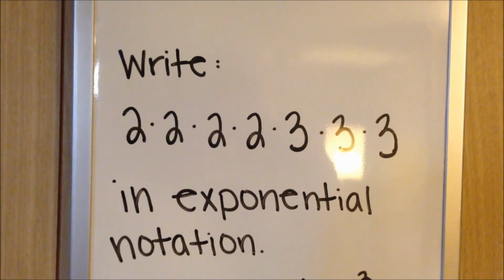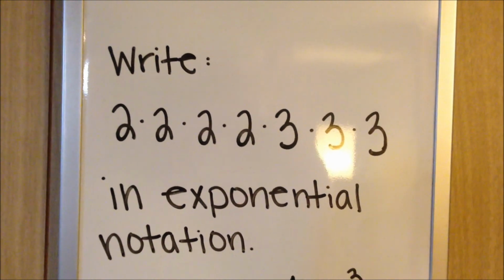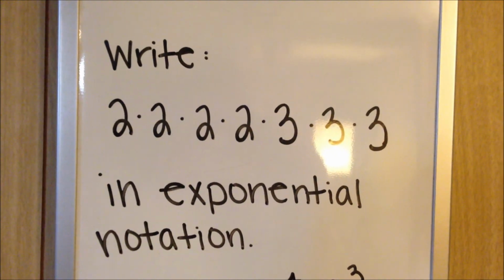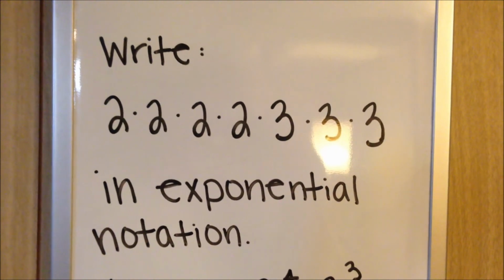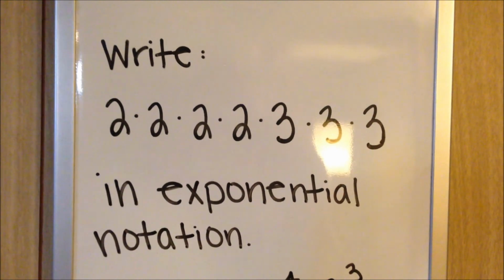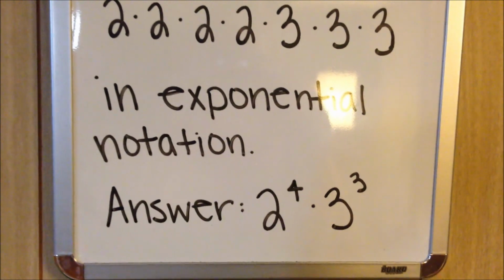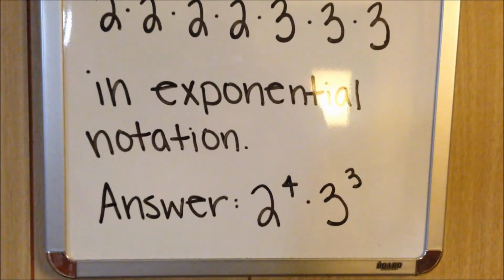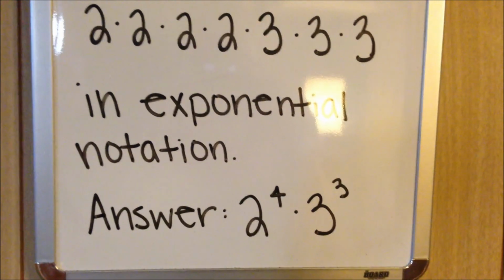Okay, let's try example 1. Write 2 times 2 times 2 times 2 times 3 times 3 times 3 in exponential notation. Notice we're not simplifying, we are simply rewriting this. It's currently expanded, and we want to write it using exponential notation. This is simple. All you have to do is count the number of 2's, there are 4 of them, and write it as 2 to the fourth times 3 to the third. There are 3 3's. Easy enough.